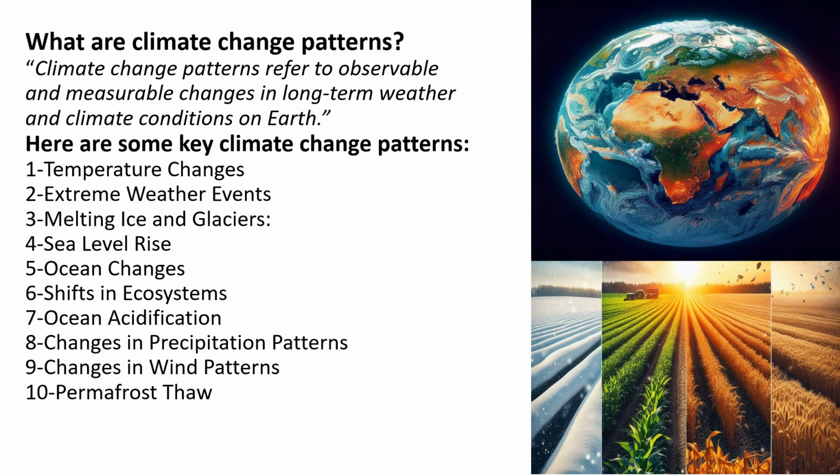Shifts in ecosystems: changes in distribution and behavior of plant and animal species, and disruption of ecosystems and biodiversity. Ocean acidification: increased ocean acidity due to carbon dioxide absorption, with negative impacts on marine life, particularly organisms with calcium carbonate shells.